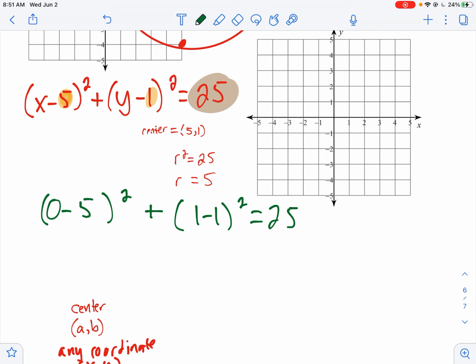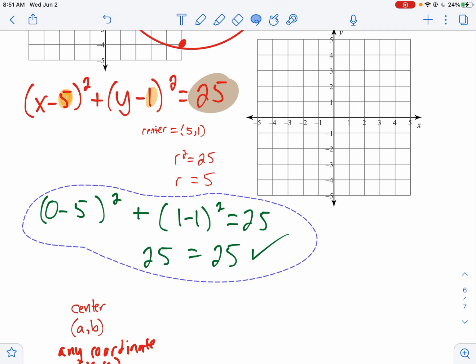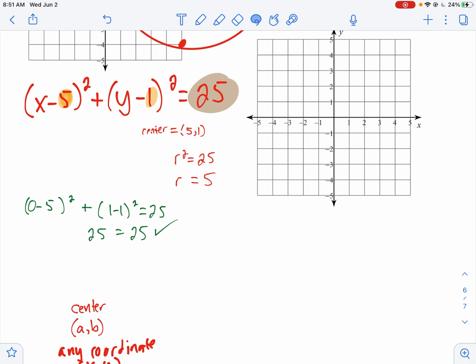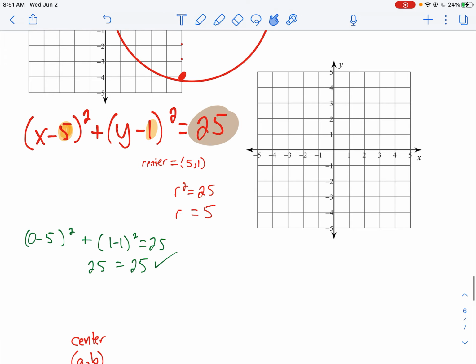Awesome, because 0 minus 5 gives me negative 5. Negative 5 squared gives me 25. 1 minus 1 gives me 0. 0 squared gives me 0. And hey, look, it works. That's what we're looking for here. We want to see if it works. It's good to check yourself. Initially, I thought I might have done something wrong. It was my coordinates that were off. So that's what you do here to graph a circle based on an equation.